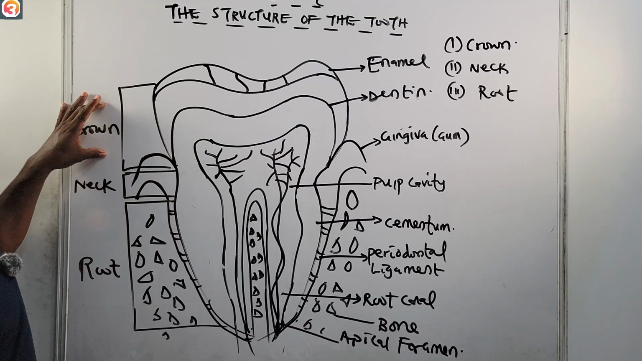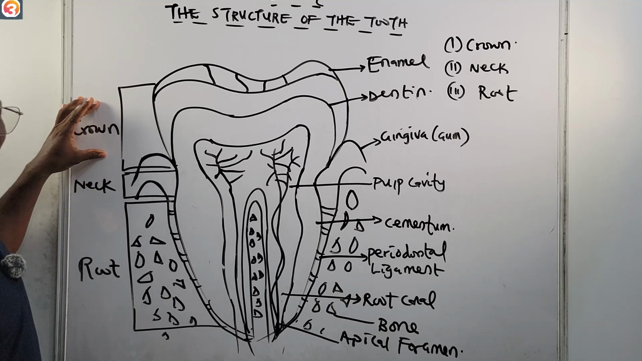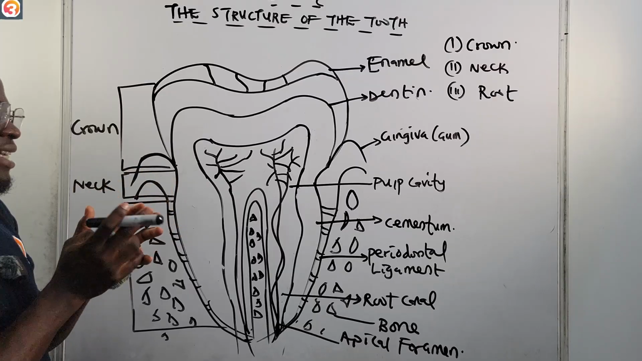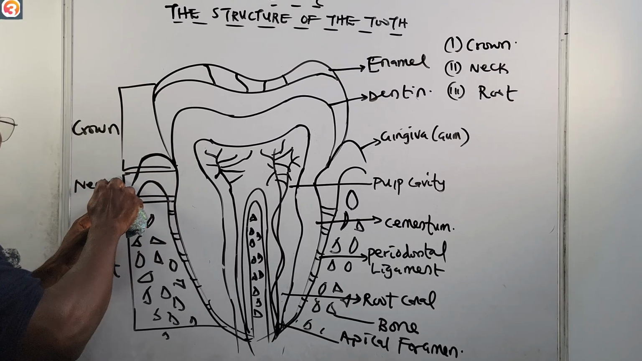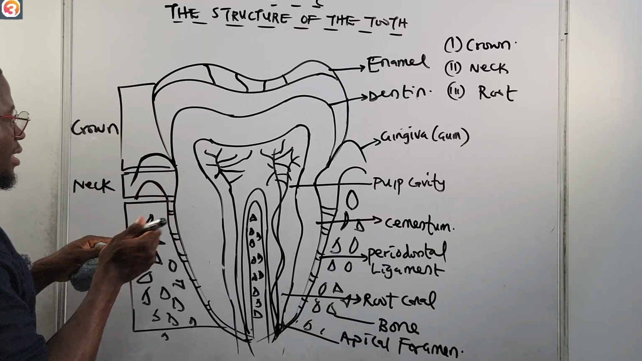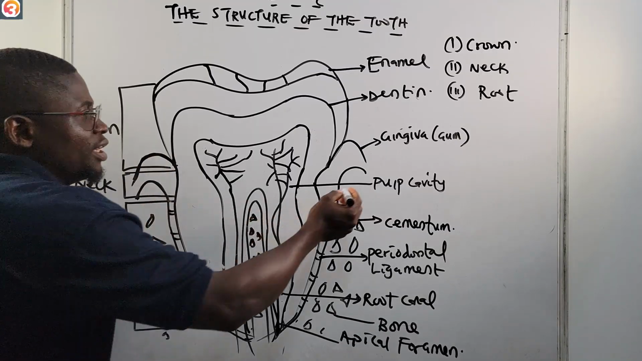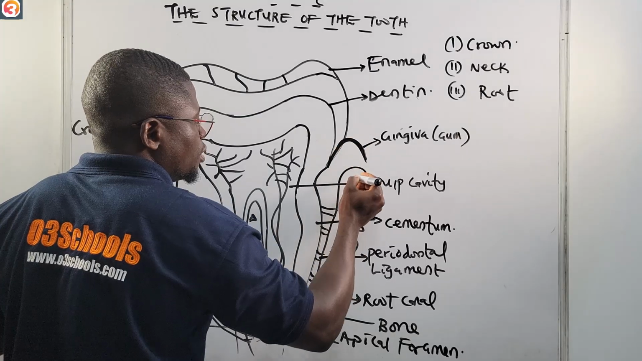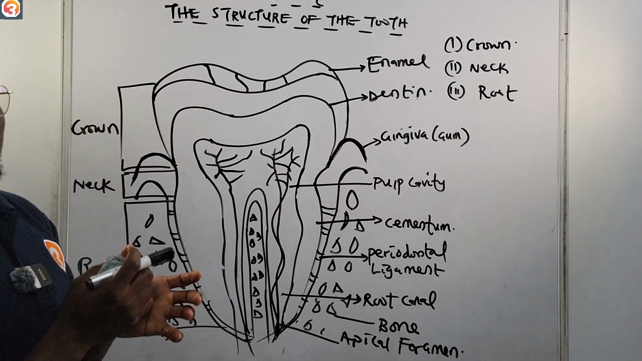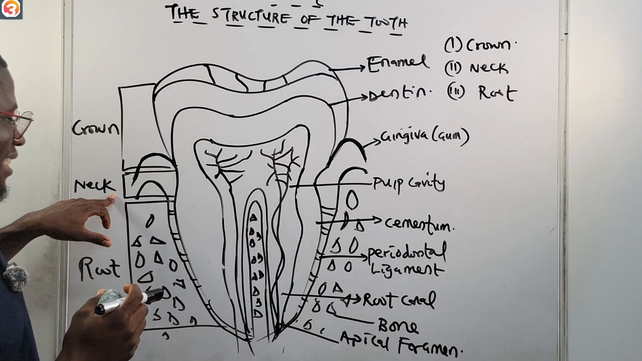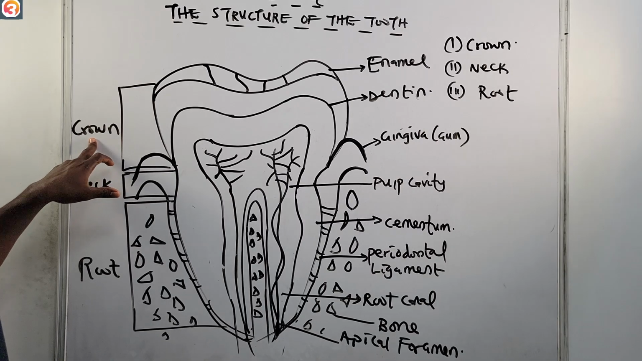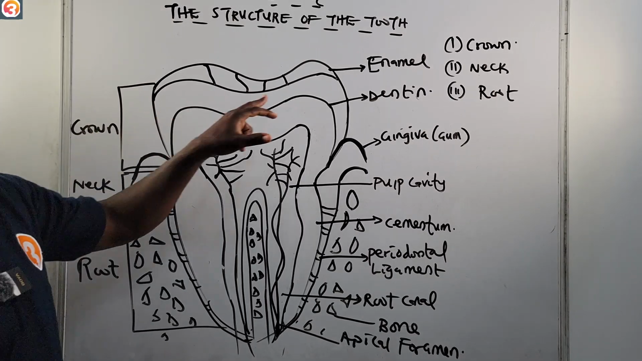Now this crown, we said it is the top. It is the visible portion of the tooth that is above the neck, extending out of the gum tissues. This one here is the gum tissues, the gingival tissues. So the crown is the visible portion of the teeth, above the neck and extending out of the gum tissues. And this crown is covered in a hard layer of enamel.